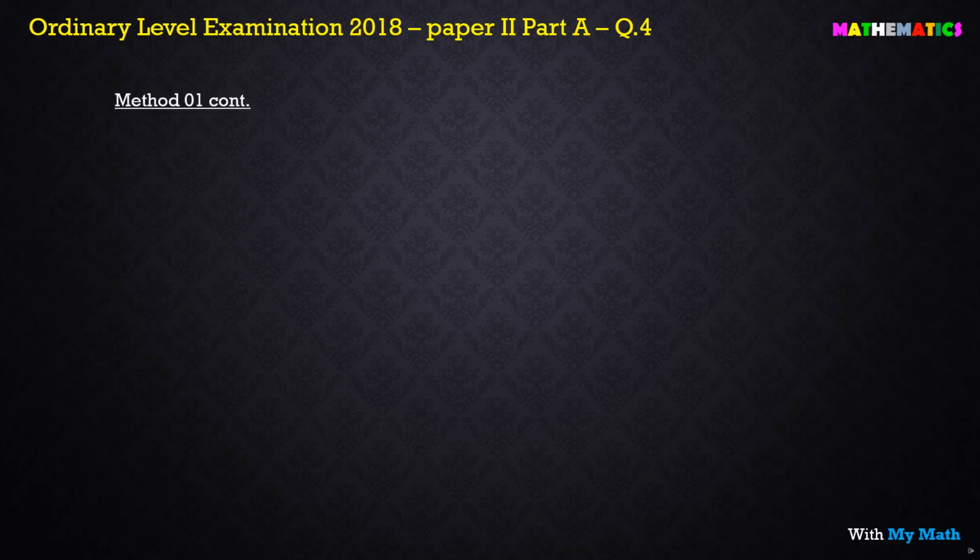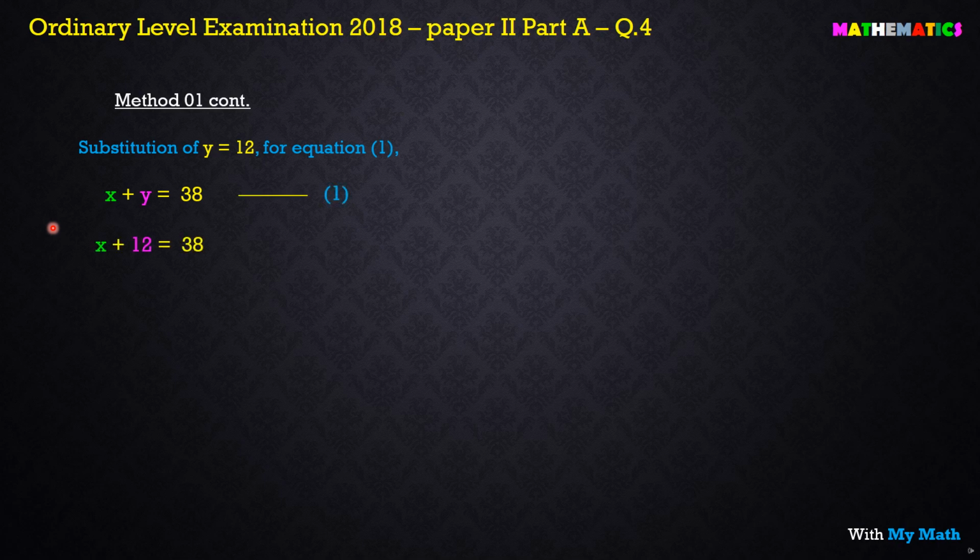Okay students, here I will continue method 1 initially. You can see I wrote the substitution of y equals 12 into equation 1. So I write the equation here and substitute y equals 12. Then plus 12 goes to the other side as minus 12. Then x gives us 26. Then I write x equals 26 while y equals 12. So you can understand how we calculate both answers.